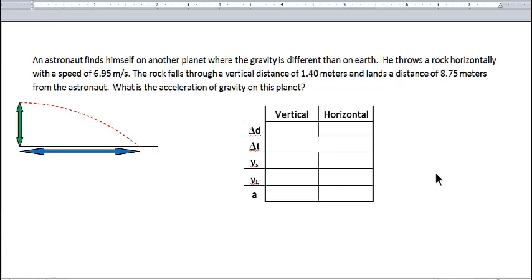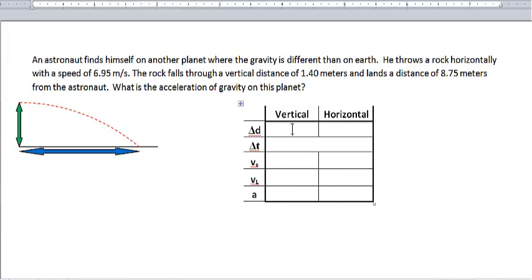Okay, so we've got a parabolic trajectory there dotted in red. We are given the blue arrow here: it's 8.75 meters from the astronaut, and we know the green one, that is 1.4 meters. We're asked what the acceleration is. Well, without knowing anything else, I wouldn't know how to solve this. So my first step, and should be your first step too, is let's fill out the kinematic chart.